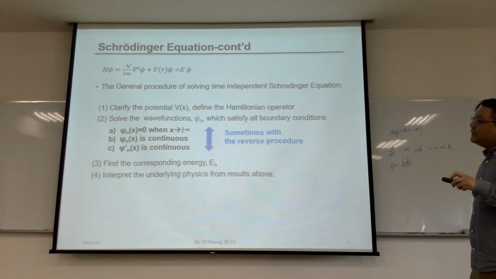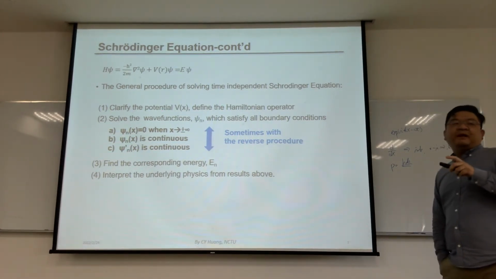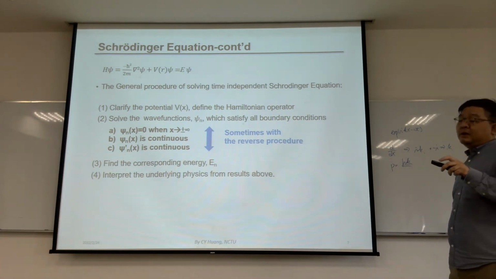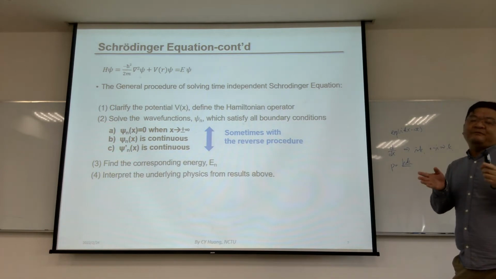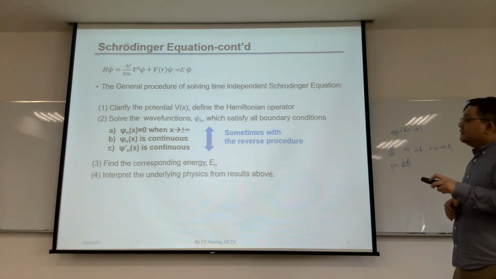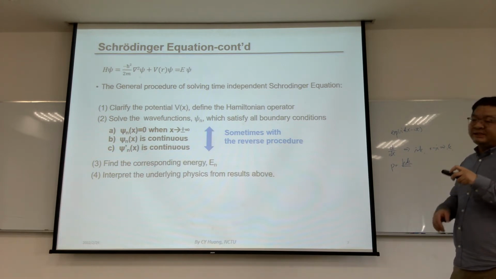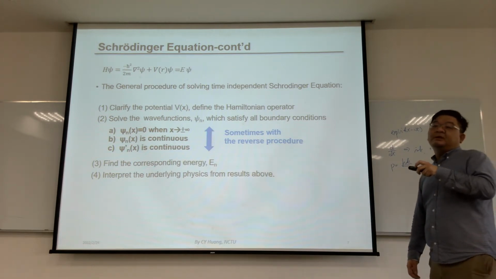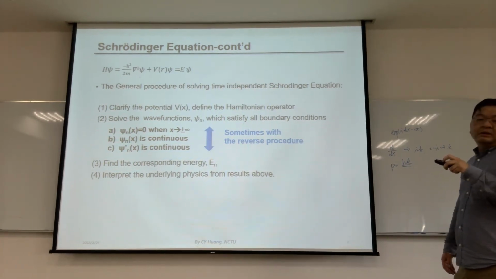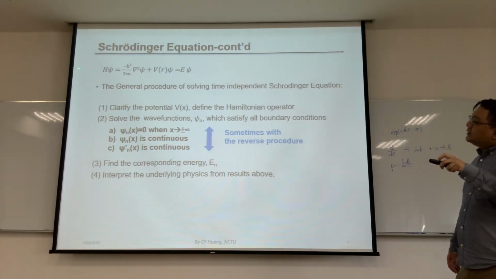So here is a summary. How do we find the wave function for a time independent potential? First, you need to describe its potential property. Second, you put the potential into the differential equation here and try to solve it.